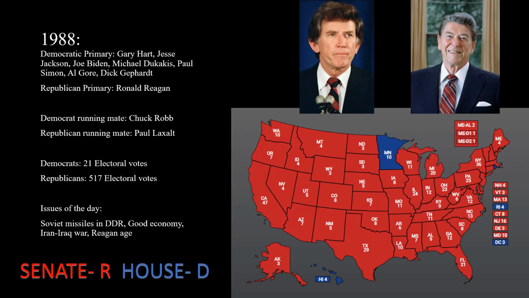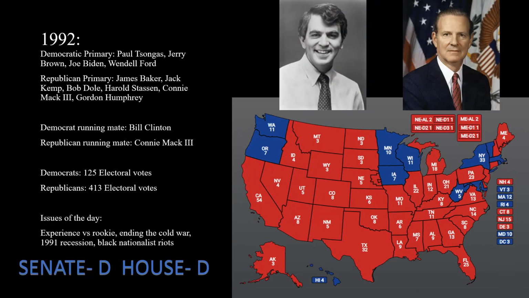In 1992, the Soviet Union is declining, but it is still a force to be reckoned with, and the Republicans nominate Ronald Reagan's Secretary of State and former Chief of Staff, James Baker, who had run both his 1984 and 88 presidential campaigns. He wins the Republican primary against big names such as Jack Kemp, Connie Mack III, Gordon Humphrey, and Bob Dole.